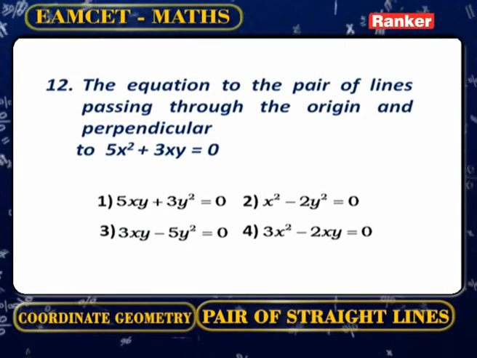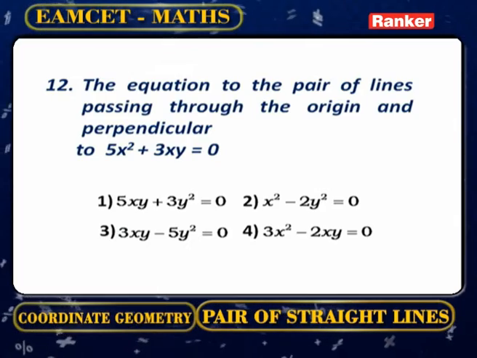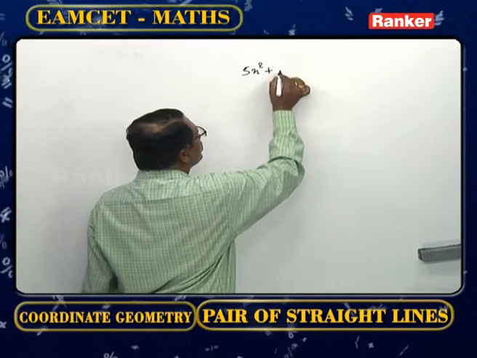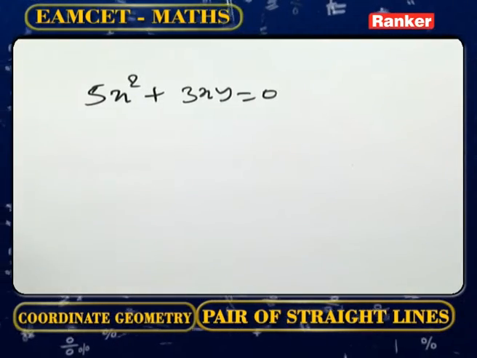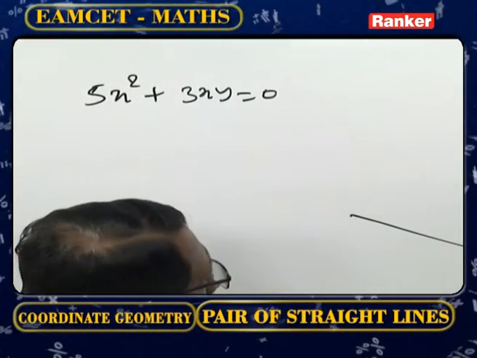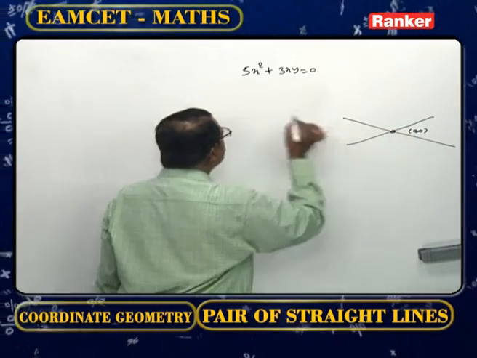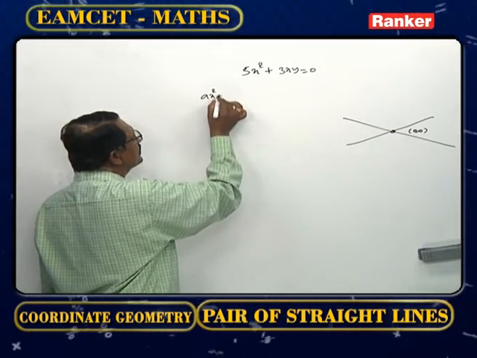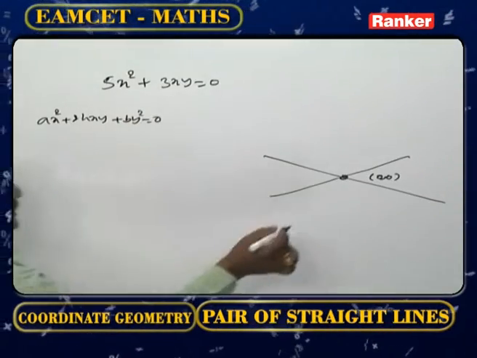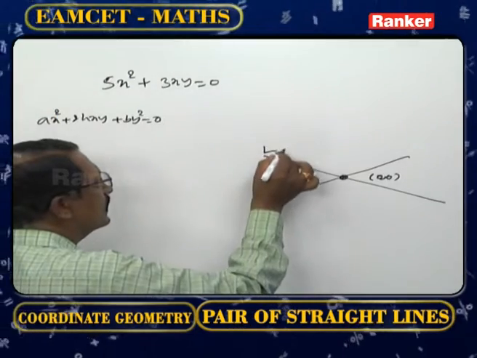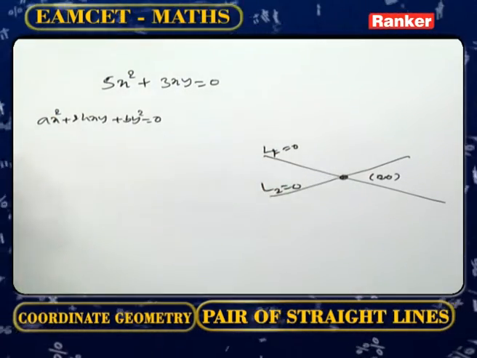The equation of pair of lines passing through origin and perpendicular to the pair of lines 5x square plus 3xy equals to 0. If suppose the given pair of lines passing through origin, because second degree homogeneous equation, if suppose the equation of the pair of lines ax square plus 2hxy plus by square equals to 0. Now one line consider L1 equals to 0, second line L2 equals to 0, both lines passing through origin.